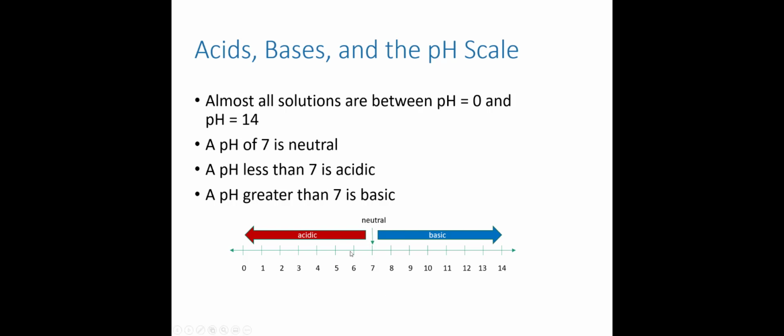Now again, as we go further and further to the left on this line, we are getting more and more acidic. So, if we have, for example, pH 1, that is 10 times more acidic than pH 2. Again, when I say 10 times more acidic, that means there's 10 times greater concentration of protons than in pH 2. And pH 2 is 10 times more acidic than pH 3, etc., until we get down to pH 7, which is considered neutral.